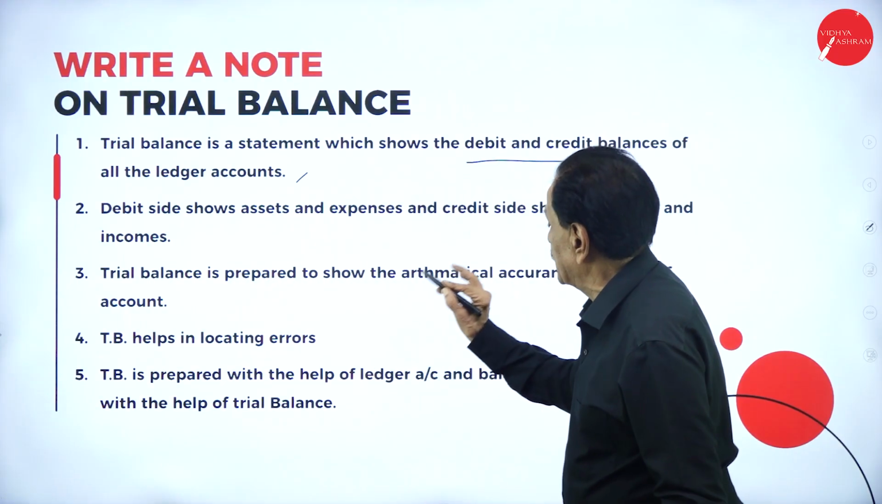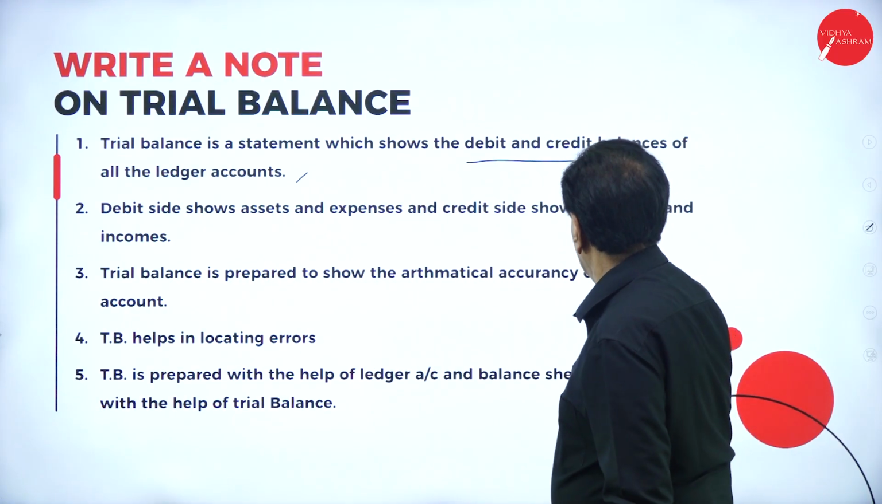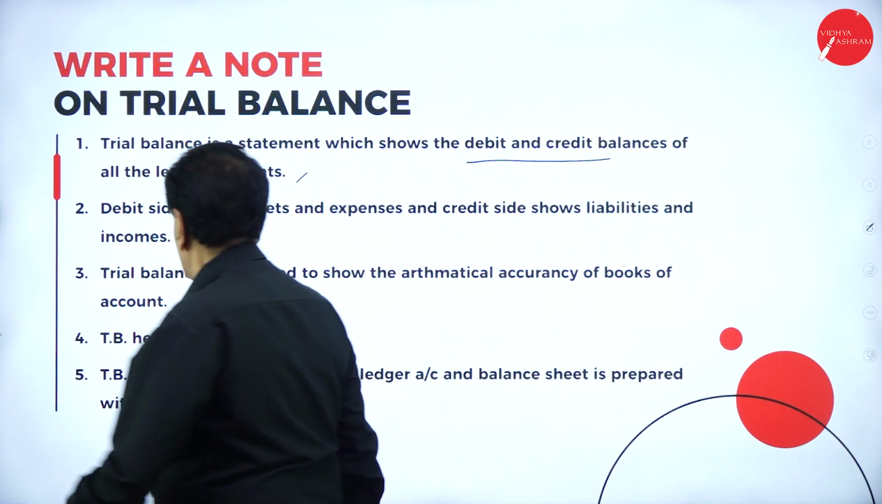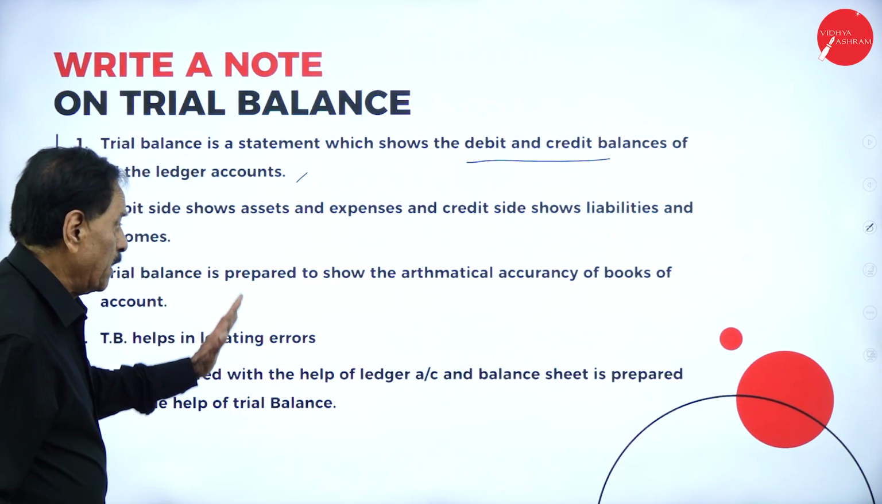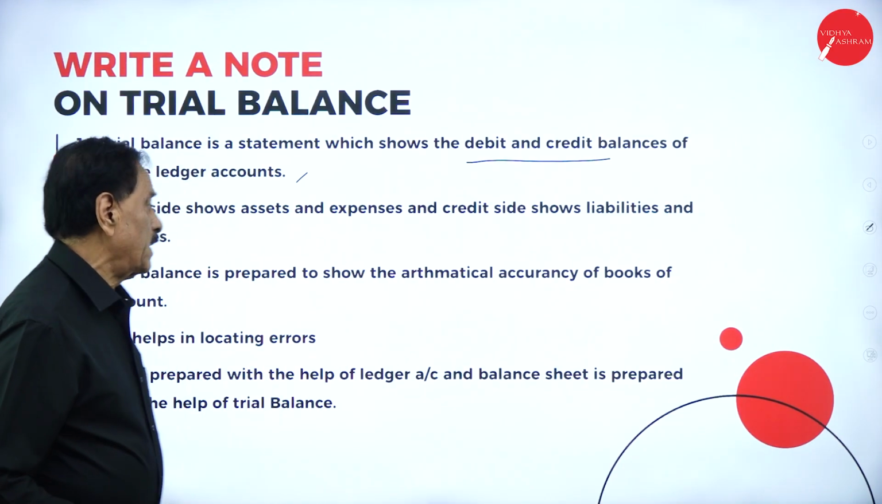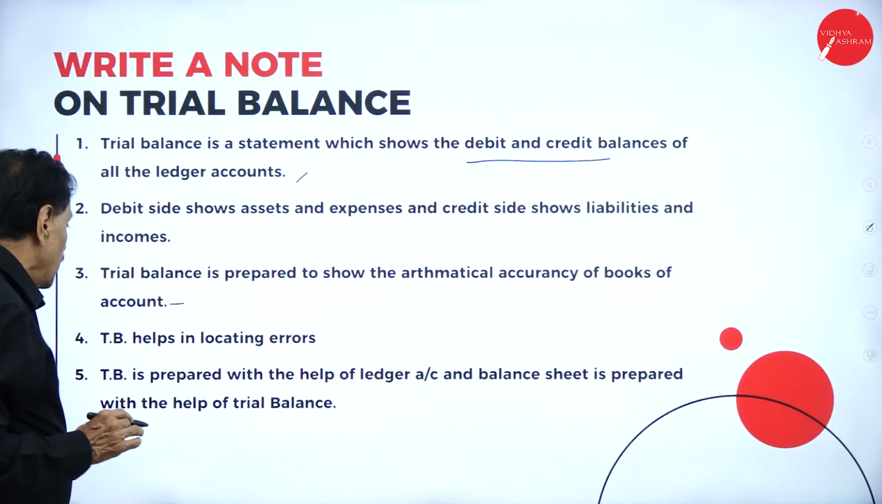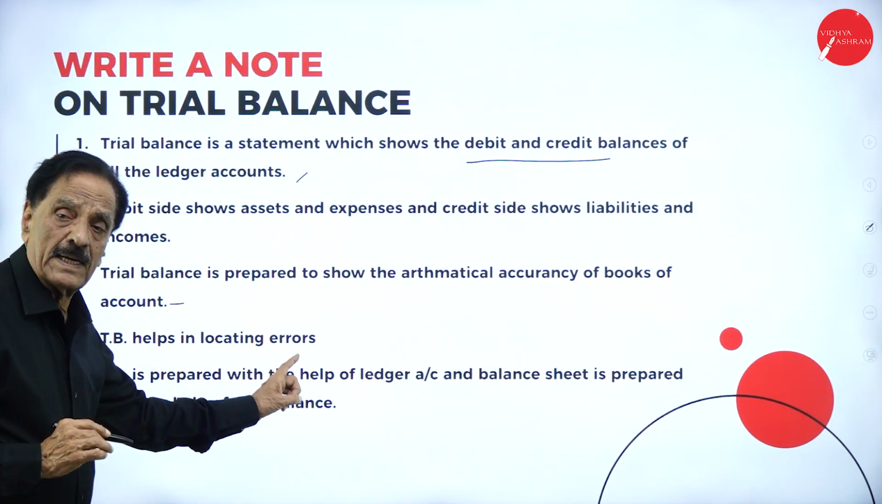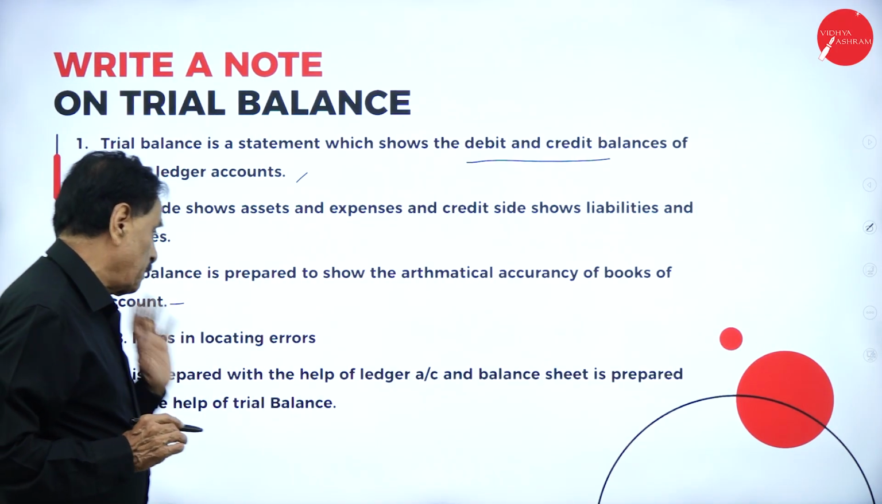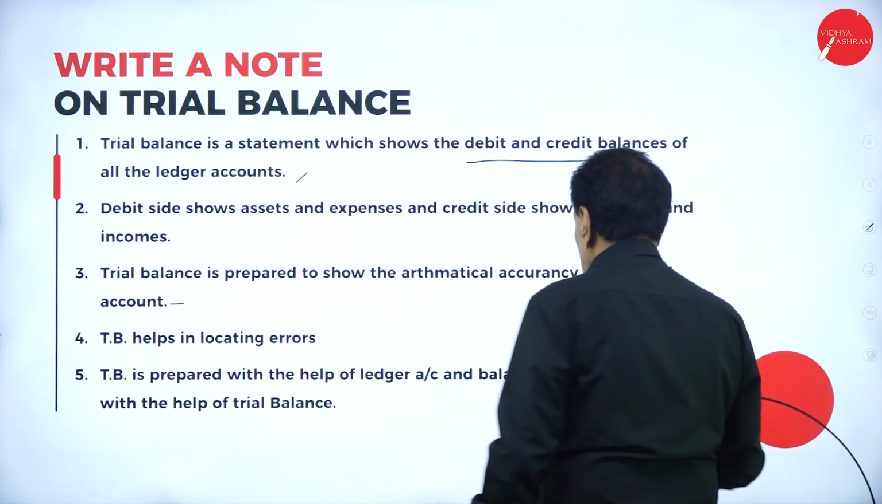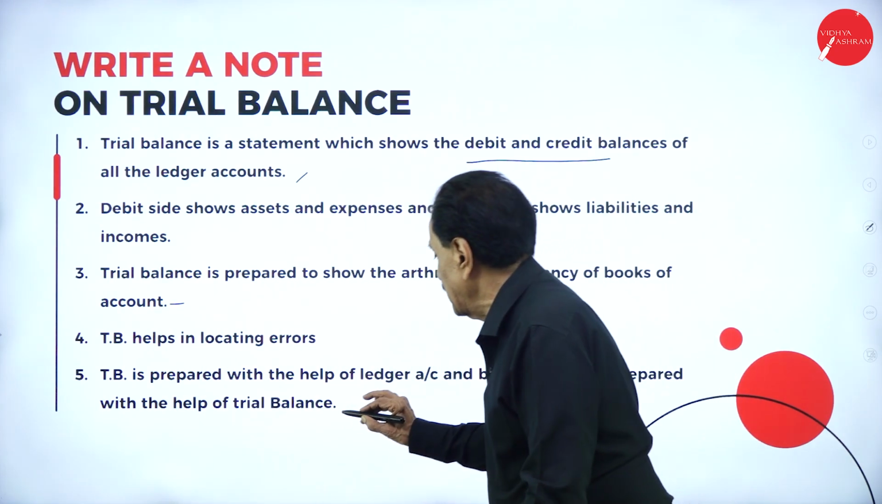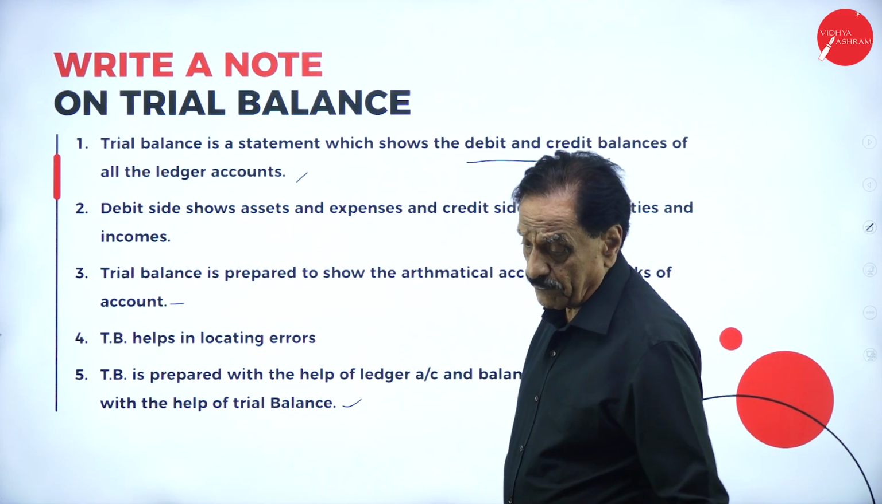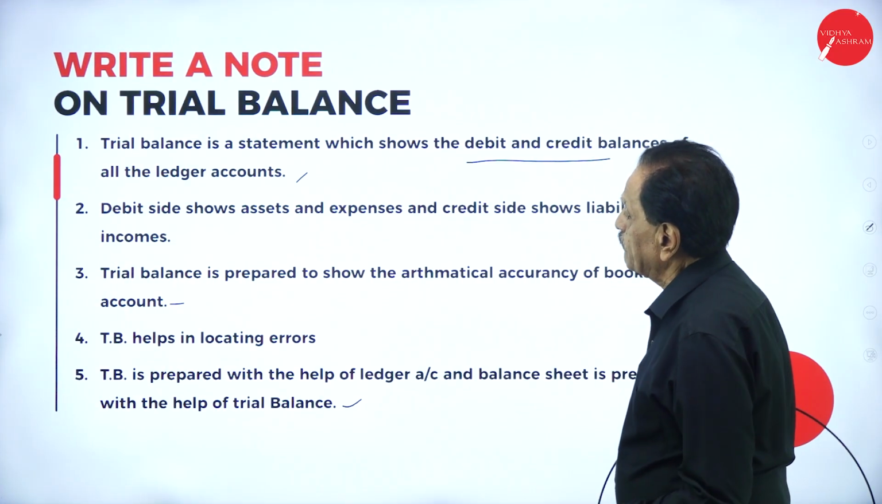Debit side shows assets and expenses. Credit side shows liabilities and income. Trial balance is prepared to show the arithmetical accuracy of the books of account. Trial balance helps in locating errors. Trial balance is prepared with the help of ledger accounts, and balance sheet is prepared with the help of trial balance. This you have to remember.